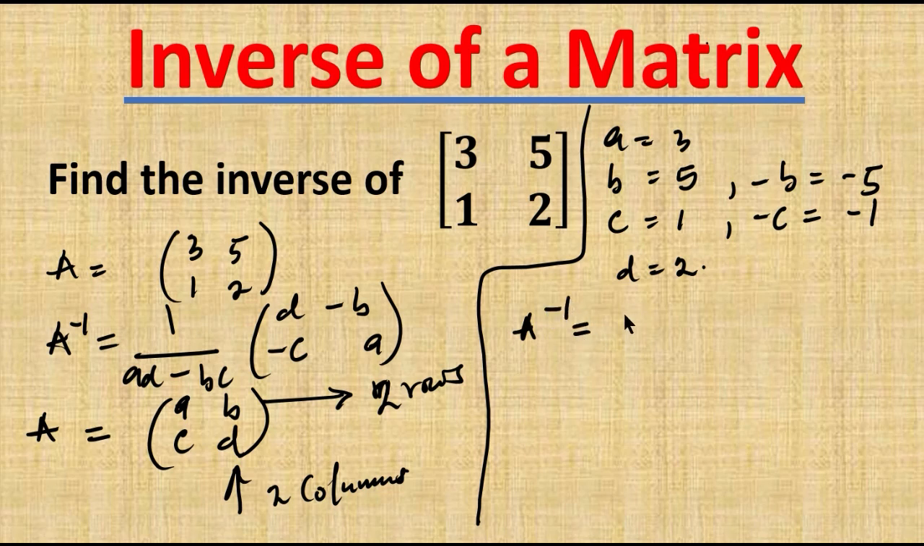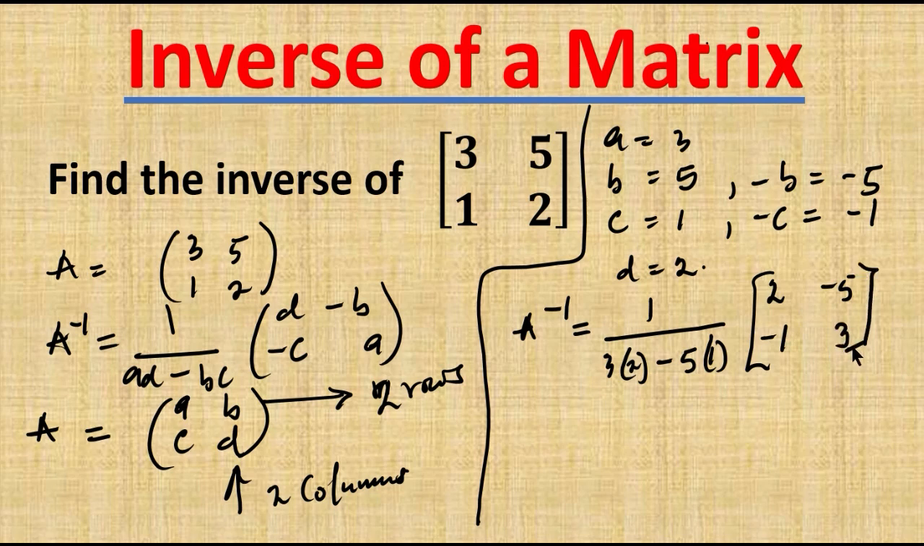A inverse will be the same thing as 1 all over AD, that's 3 into 2, minus 5 into 1, that's BC, now into the matrix: D here is 2, minus B here is minus 5, minus C here is minus 1, and A finally here is 3. I can close my bracket.